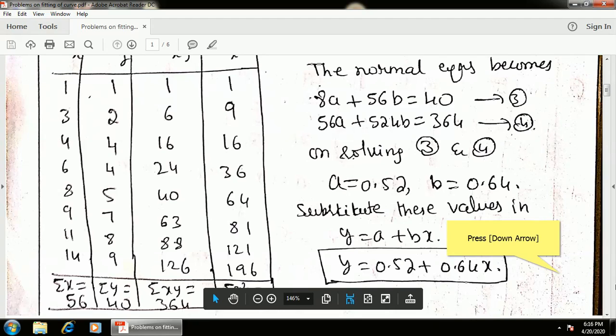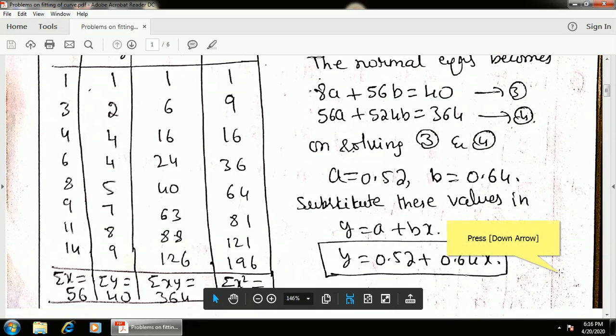Xy is 364. We have two equations in two unknowns a and b. Directly we can solve with the help of a calculator. On solving equations 3 and 4, the a value comes out as 0.52, b value 0.64. Substitute these values into the required straight line y is equal to a plus bx. This is the curve of best fit for the given values of x and y.